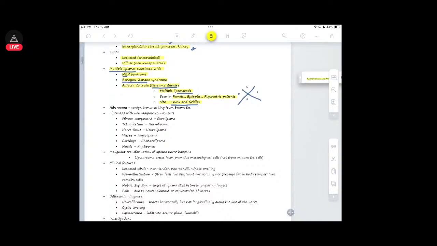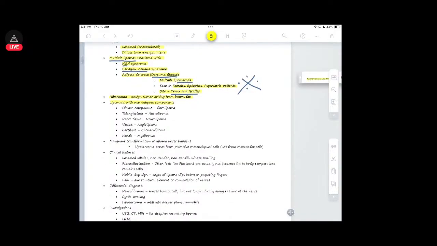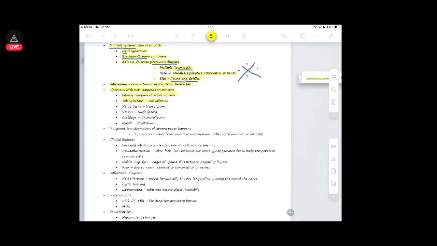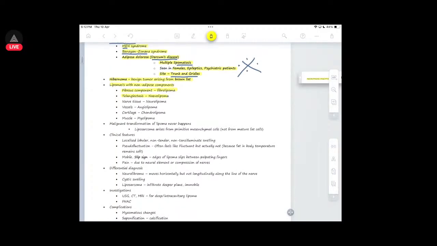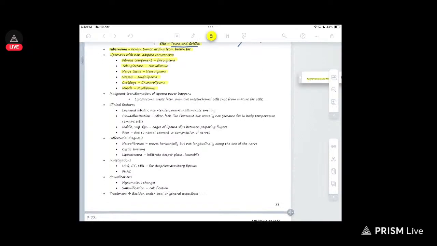Next we have hibernoma, which is a benign tumor arising from brown fat. Then lipoma with non-adipose components: fibrous component, fibrolipoma; telangiectasia, telangiolipoma; nervous tissue, neurolipoma; vessels, angiolipoma; cartilage, chondrolipoma; and muscle, myolipoma. Just keep on adding the tissue name, and you can guess the rest on your own.